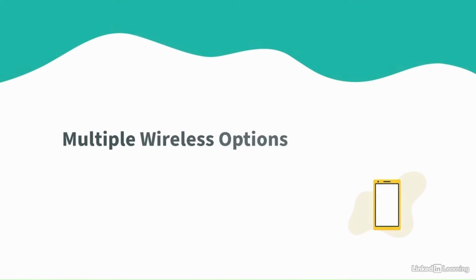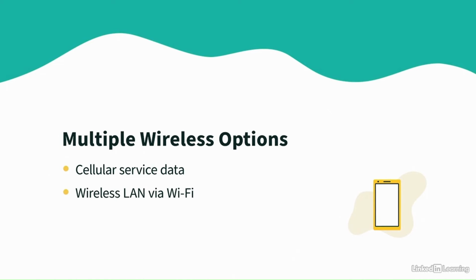For example, consider a cell phone. Now, my cell phone can send and receive data using cellular service, but if I'm in an environment that has a wireless LAN, I can connect to that network using this phone's wireless capabilities. So some devices, like this cell phone, have more than one wireless option.